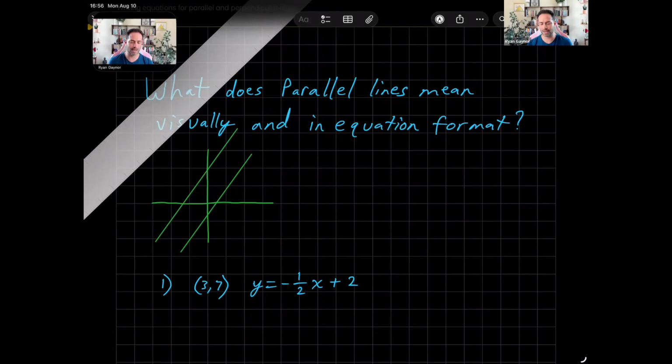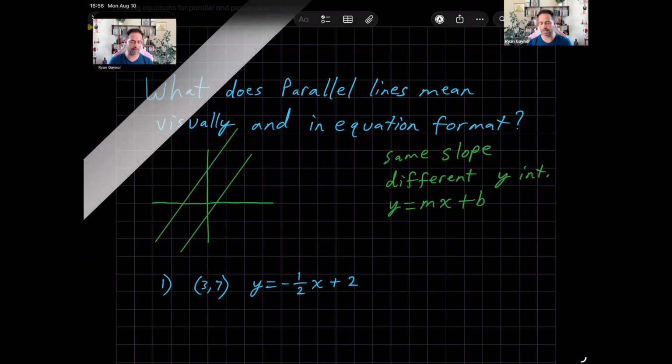Well, it means they have to have the same slope, but different y-intercept. So remember, slope-intercept form, if you watched my last video, we have y equals mx plus b. The slope is m, and the b is the y-intercept. So, same slope, different y-intercept.